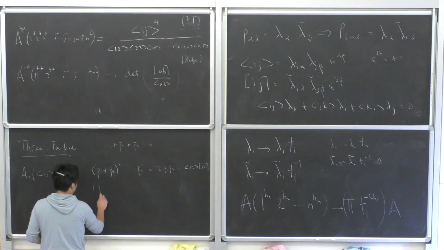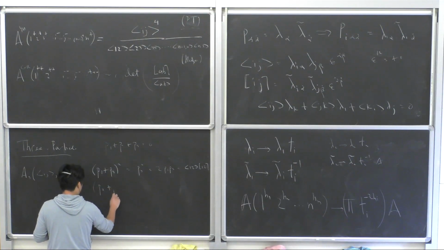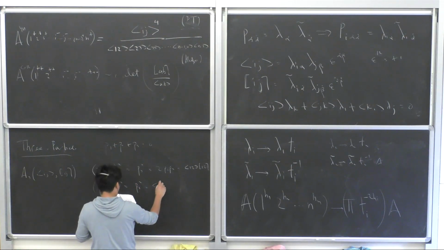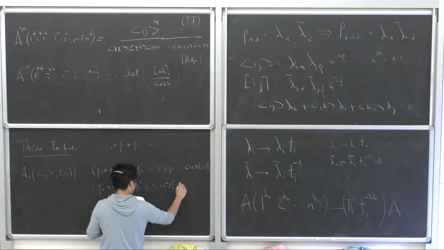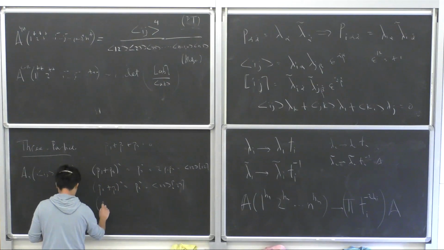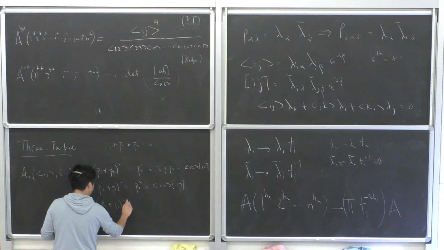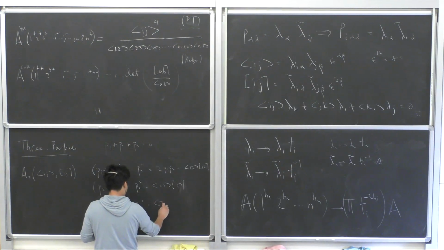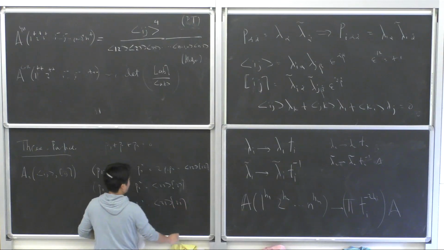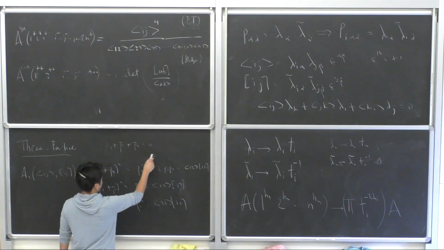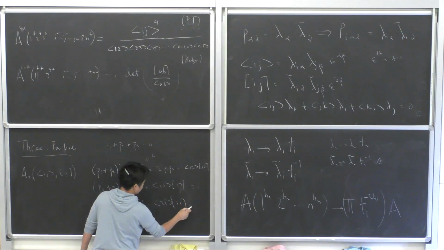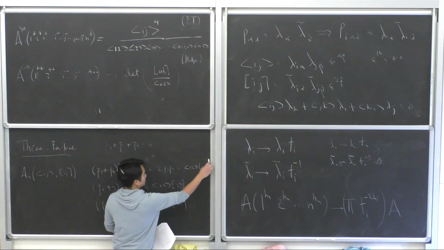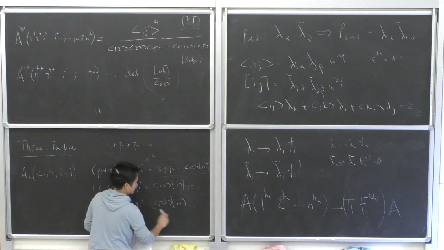More generally, you can take anything else. You can take P2 plus P3, which is P1 squared, and this is going to be ⟨23⟩[23]. And lastly, P3 plus P1 squared, which is P2 squared, equals ⟨31⟩[31]. And all of these are 0, because P1 squared, P2 squared, P3 squared is 0. In other words, this quantity is 0, this is 0, and this is 0.